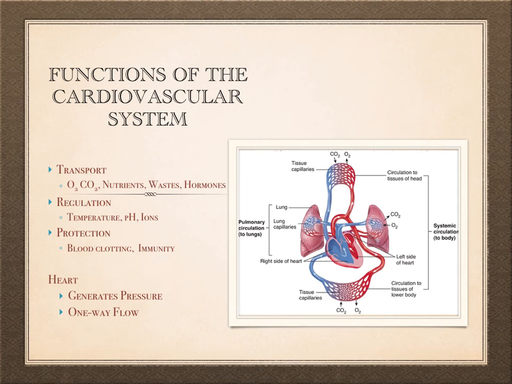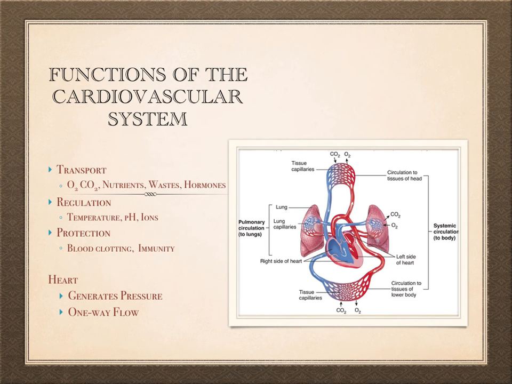The cardiovascular system is really important for the regulation of body temperature. It controls the movement of blood. It also helps the body regulate its pH and the balance of salts or ions. The cardiovascular system also has within it the elements that can reduce blood loss by causing clotting, and the cells and molecules of immunity that protect us from infection.